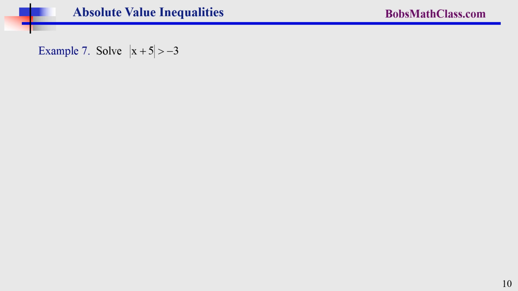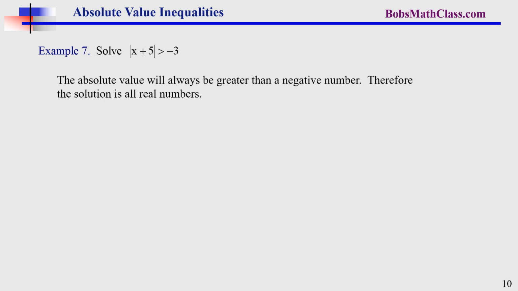So when is an absolute value greater than a negative number? Well, the absolute value will always be greater than a negative number. Therefore, the solution is all real numbers. And we'll write it this way, parentheses, negative infinity, comma, infinity.